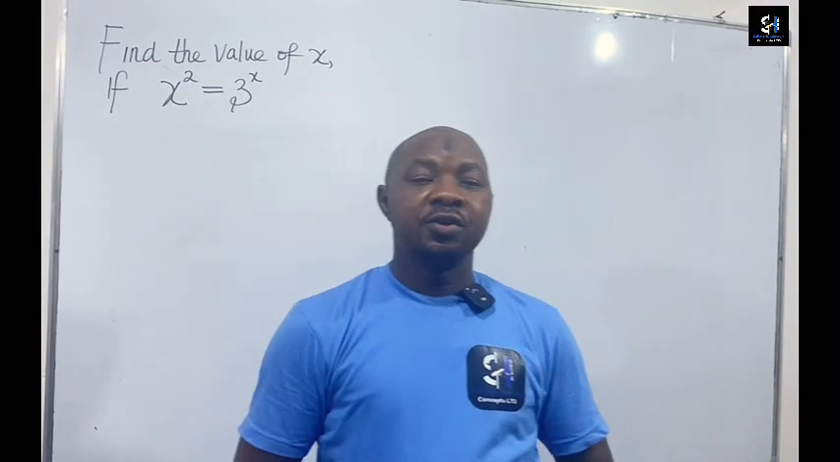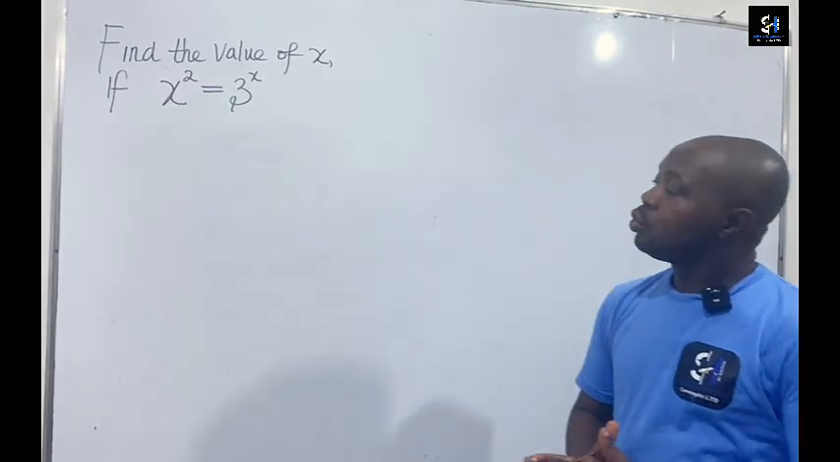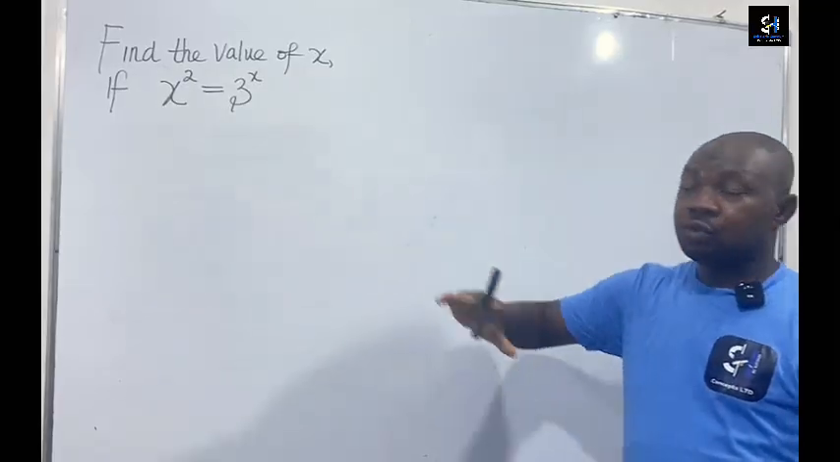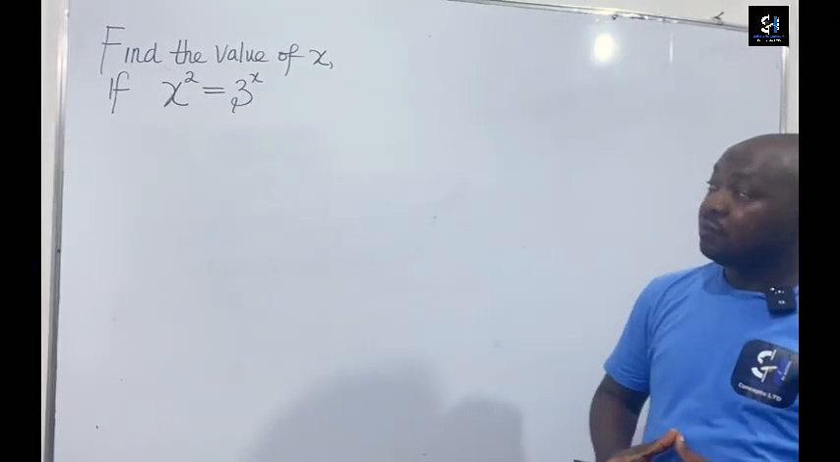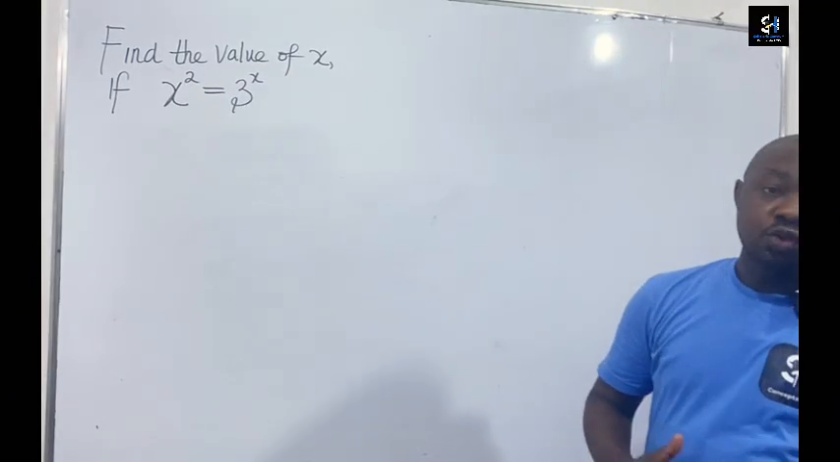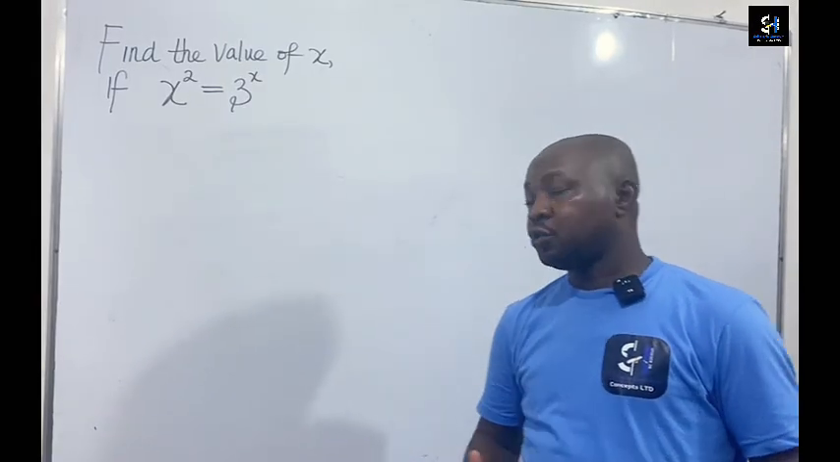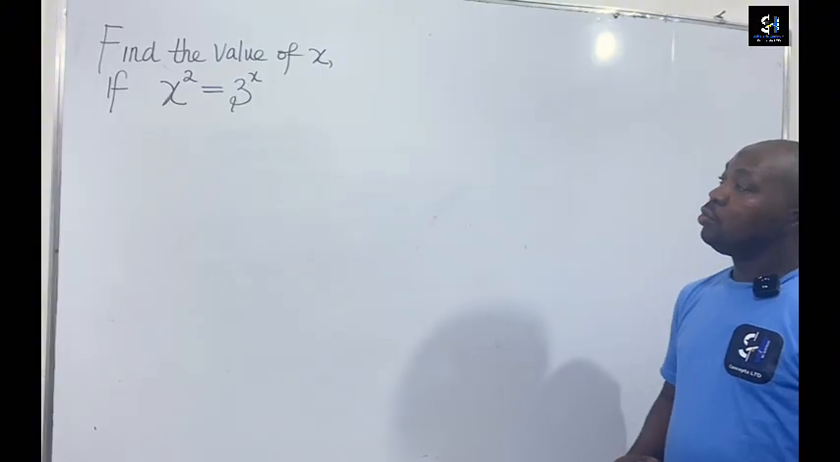Welcome to another video. To solve the equation on the board, we can analyze the behavior of the functions on both sides of the equation and use numerical or a specialized mathematical function. That is a Lambert W function.